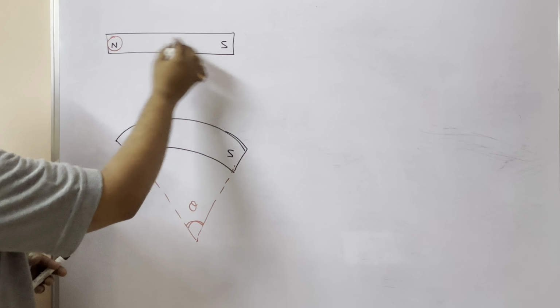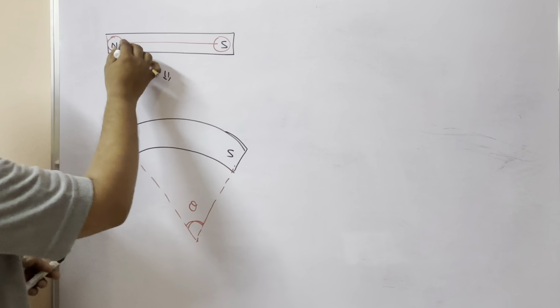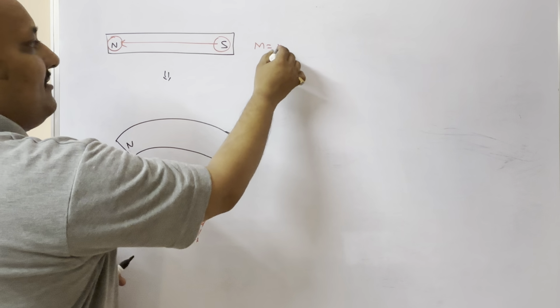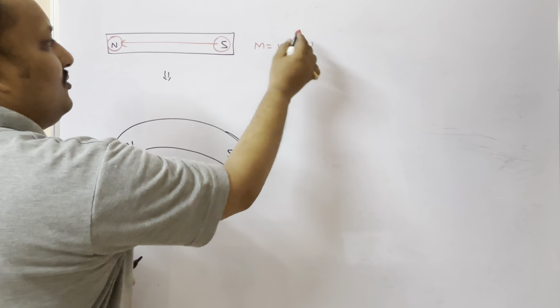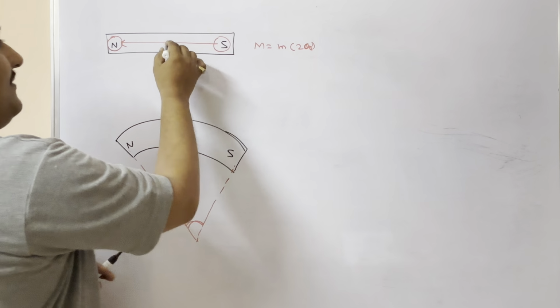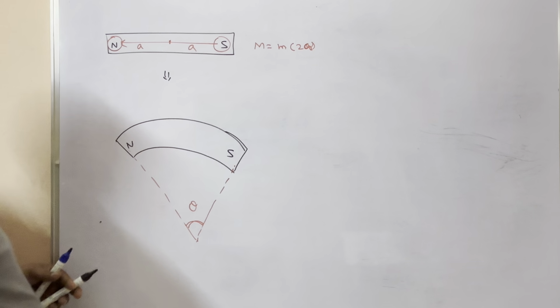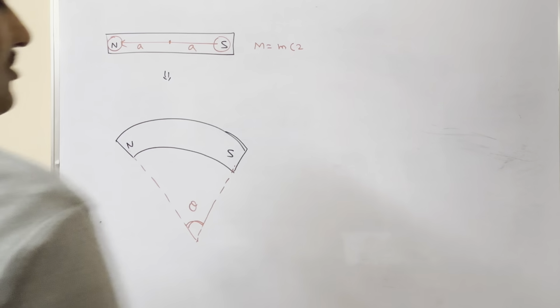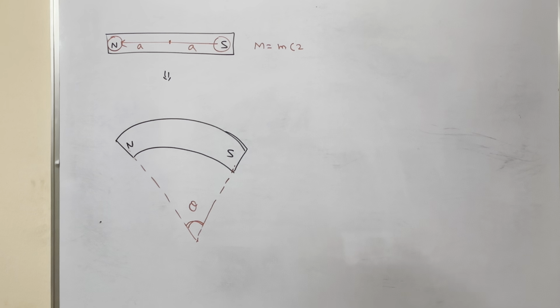So, already we came to know magnetic moment direction is south to north. What is the magnetic moment formula we gave? M into 2L or 2A. If we are taking this as A, M into 2A. Correct? So that is the magnetic moment of a short bar magnet which is in linear shape.